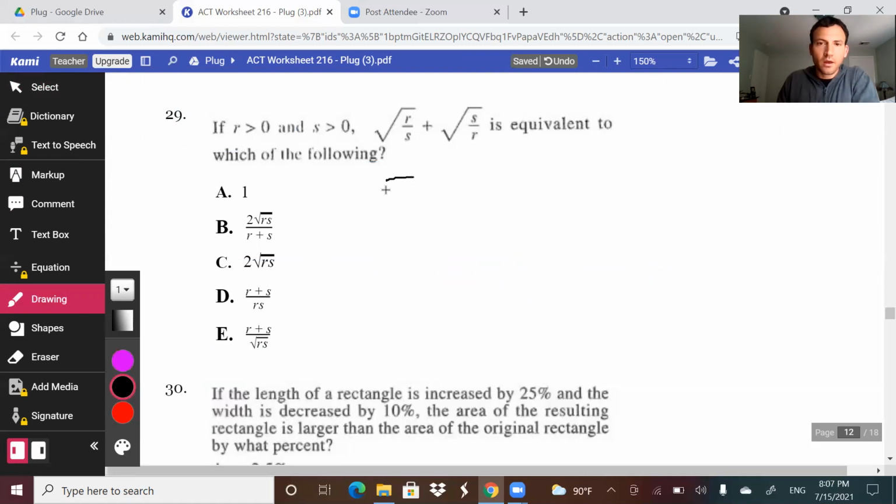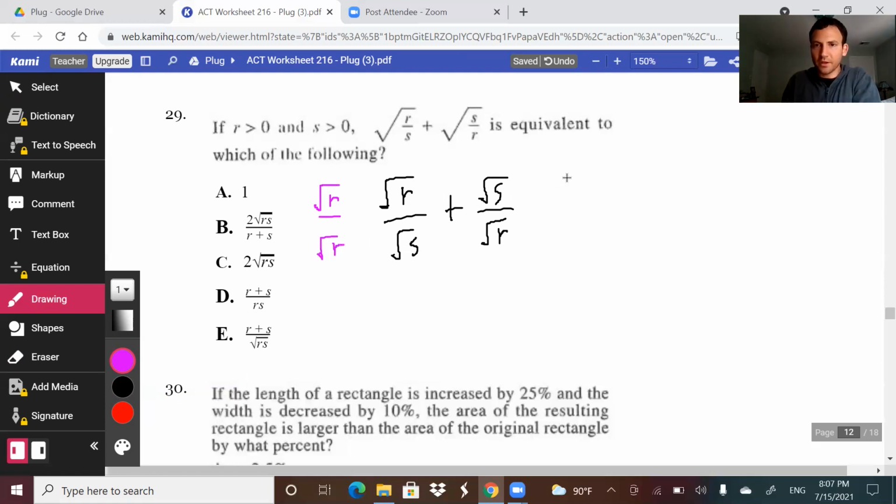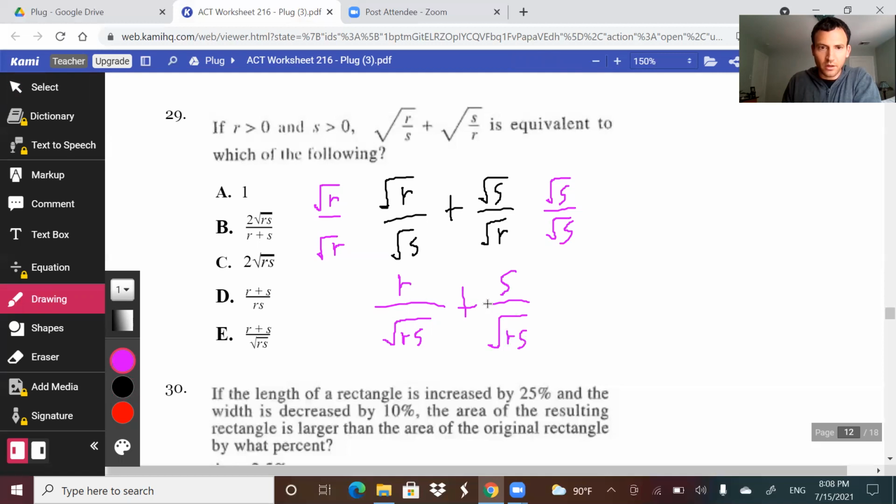So root R over root S plus root S over root R. Okay. So looking at this right here, what we would do is we need a common denominator if we're doing this algebraically. So we're going to multiply this by root R over root R, and this by root S over root S. So what we get here is R over the square root of RS plus S over the square root of RS. And that gets us R plus S over square root RS. So we know E should be the right answer.